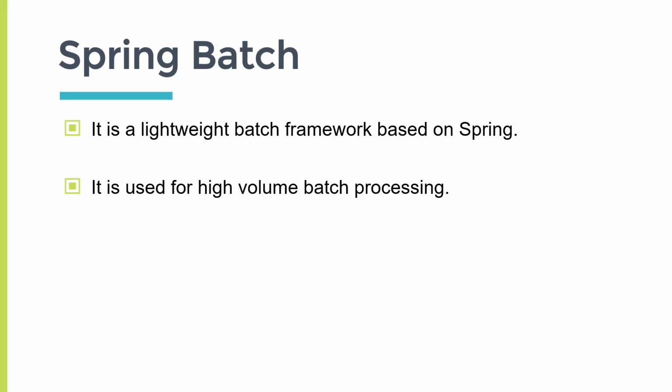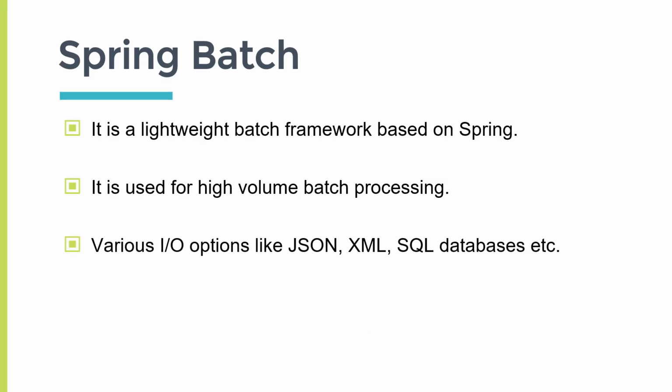Now let's talk about some features of the Spring Batch. Spring Batch provides various input and output options like JSON, XML and SQL databases. There are others as well. Say for example, reading from JSON and writing to database, or reading from XML and writing to database. Let's understand this with an example.